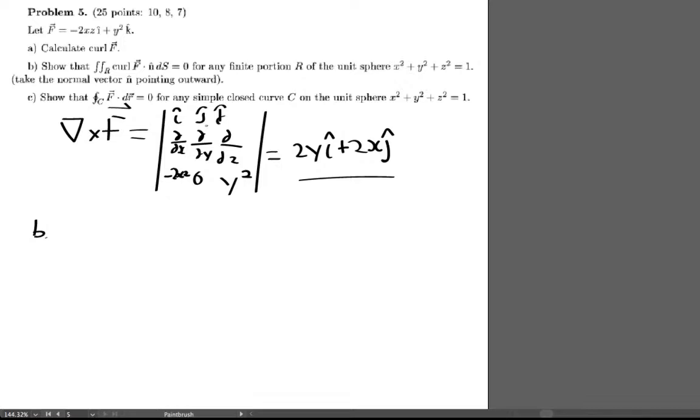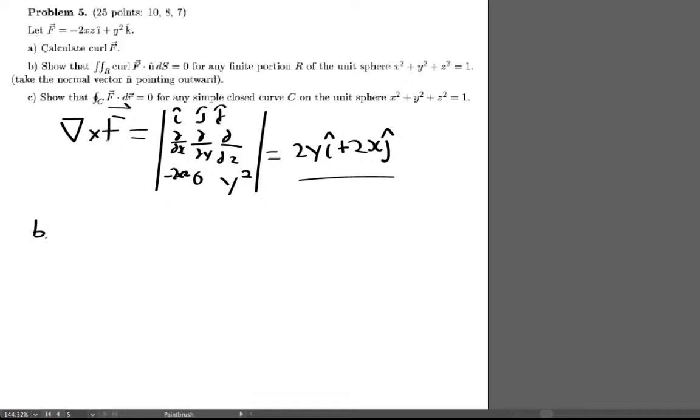Show that for any finite region, as long as it's finite, it's fine. But I need to make sure that this finite region must be 0. That means that curl f vector dot n hat must be 0. Okay. This is going to be interesting. Although I doubt that this guy here is actually that. Instead, it might be something else.